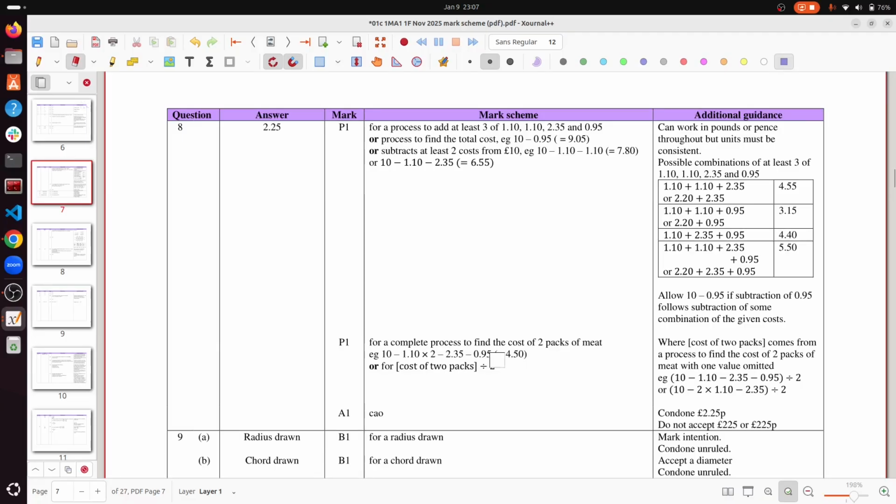And for a complete process to find the cost of 2 packs of meat, for a complete process to find that cost of £4.50, you get your 2 marks. And for the final correct answer, you will get your final mark. And additional guidance says you can work in pounds or pence, it doesn't matter. So if you wanted to convert all of your money into pence, that's fine. That does not matter as well.